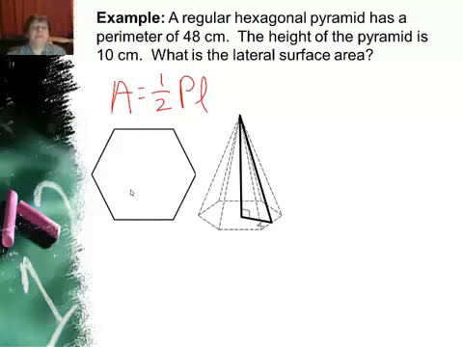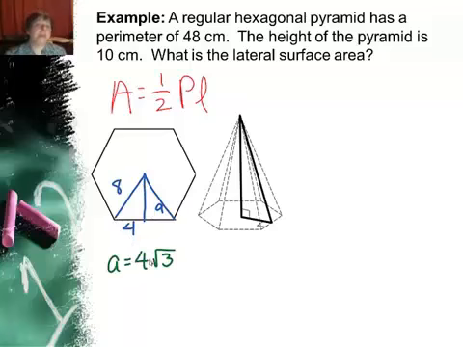So let's start by finding the apothem. Since this is a hexagon, one of the cool things about hexagons is they're made of equilateral triangles. So if this is 8, this radius is also 8. Then I can make a special right triangle where I cut this in half. That's a 30, 60, 90. And using my shortcut, I know the apothem is 4 square root of 3. I could have used trig, and I also could have used the Pythagorean theorem to find the apothem here. 4 squared plus a squared equals 8 squared. So anyways, now I have my apothem, which goes down here on the bottom.